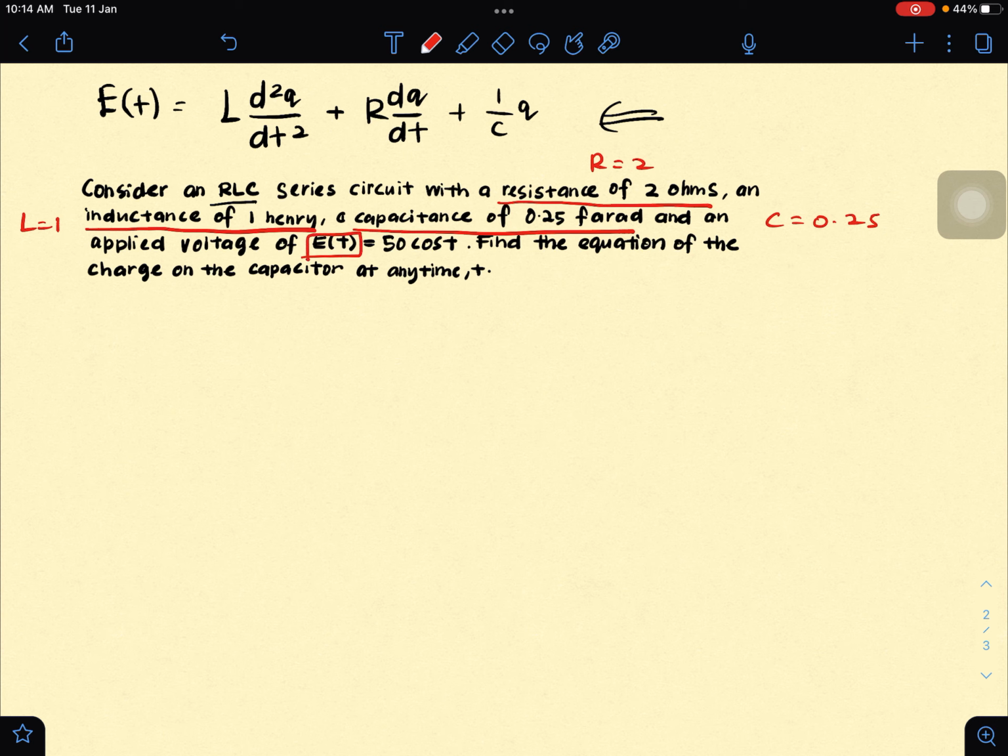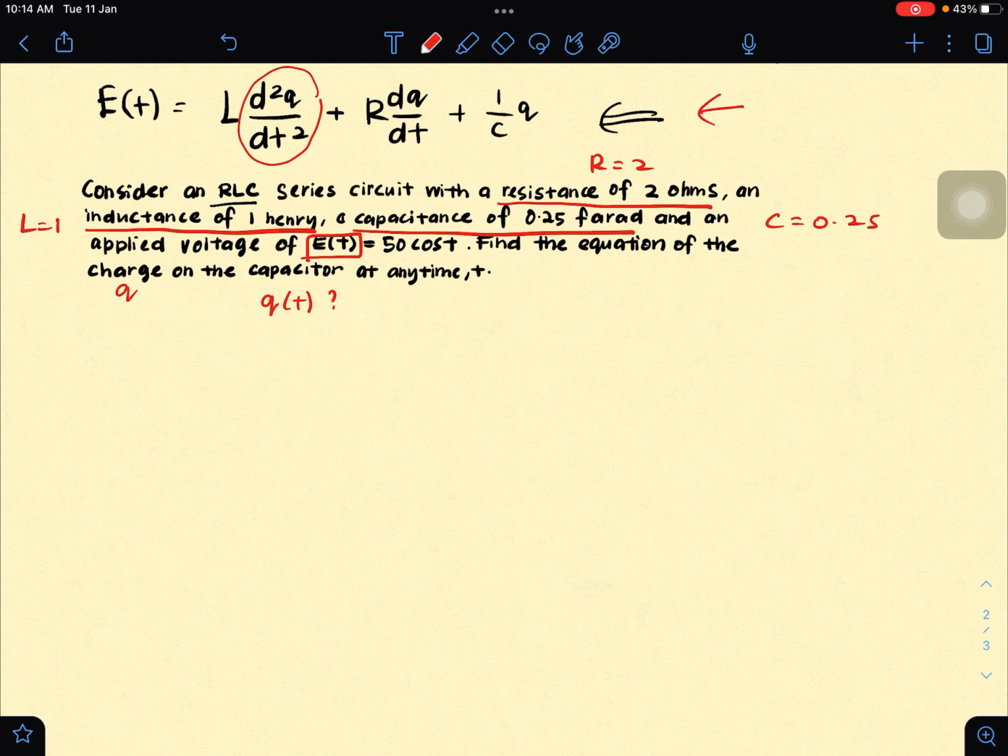Find the equation of the charge at any time t. Charge is Q, so we need to find what Q is. Q(t) means we need to solve our differential equation, because now we have d square q dt square. So solve for d square q, and we will get q. So now we need to solve our second order derivative.